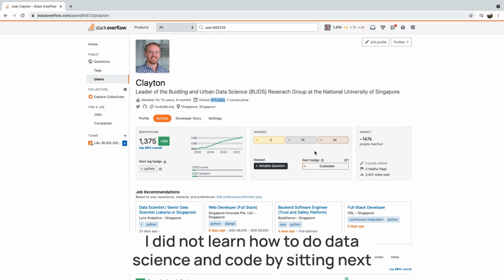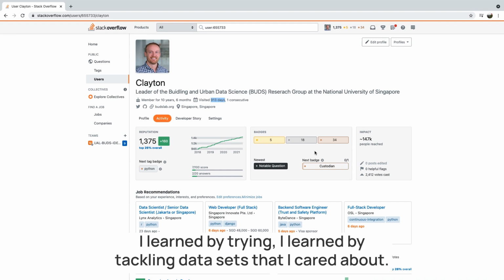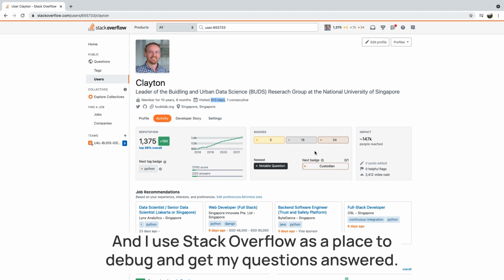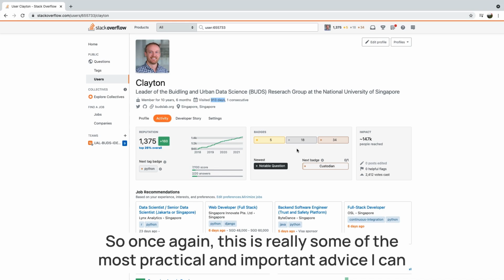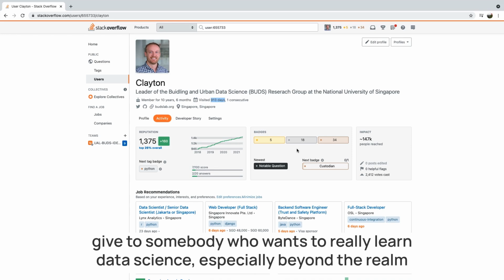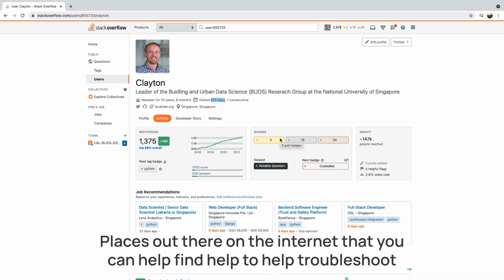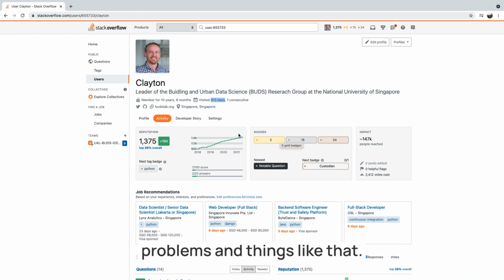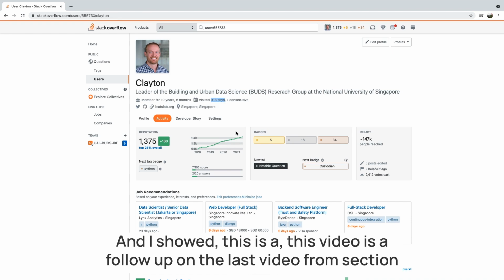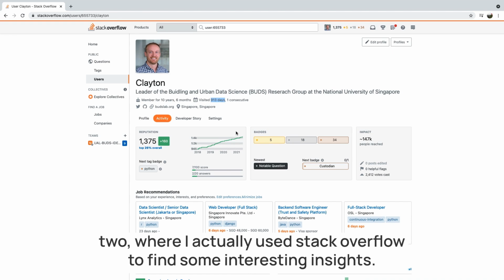I did not learn how to do data science and code by sitting next to a seasoned programmer. I learned by trying, I learned by tackling data sets that I cared about. And I used Stack Overflow as a place to debug and get my questions answered. So once again, this is some of the most practical and important advice I can give to somebody who wants to really learn data science, especially beyond the realm of this project: there are lots of places out there on the internet that you can find help to troubleshoot problems. And I showed this video as a follow-up on the last video from section 2, where I actually used Stack Overflow to find some interesting insights.